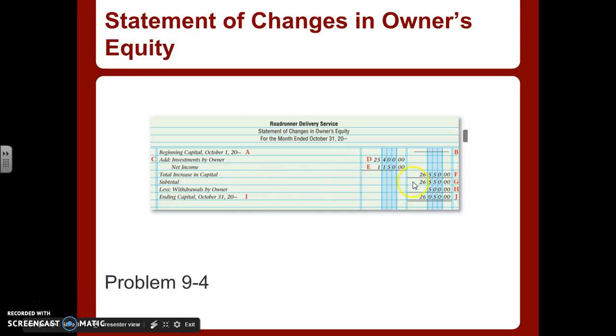And then the subtotal, which is going to be the sum of the total increases plus the beginning balance of the account at the beginning of the month. Because it was a zero balance, $26,550 is carried down. And then we subtract any withdrawals that the owner took out of the business for personal use. In this case, it's $500, meaning the ending capital is going to be $26,050. That is what we would carry over for the November statement when we construct that one.